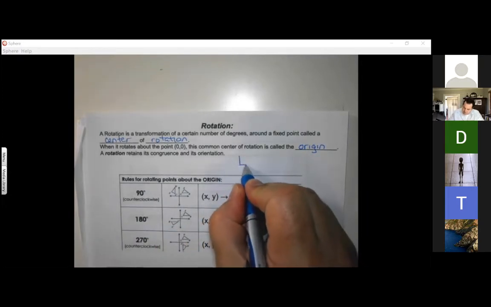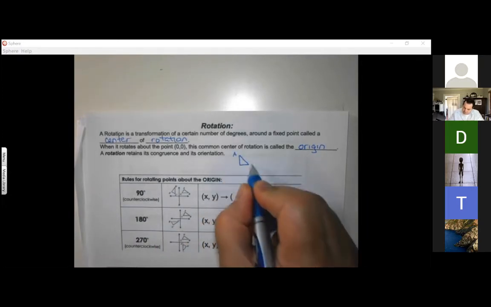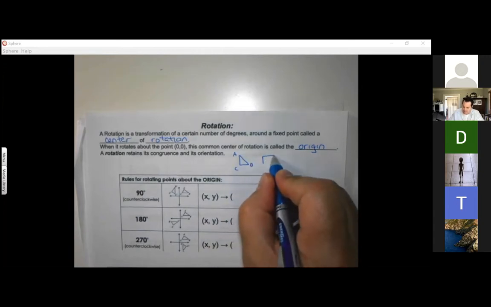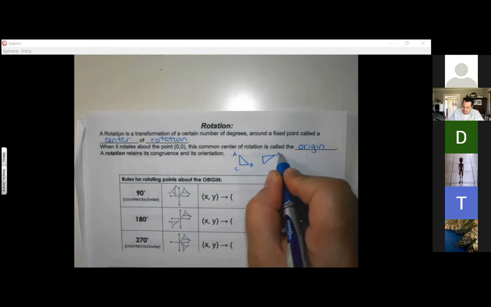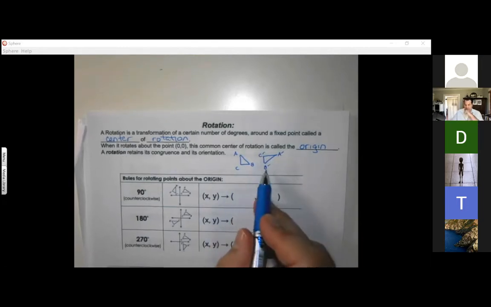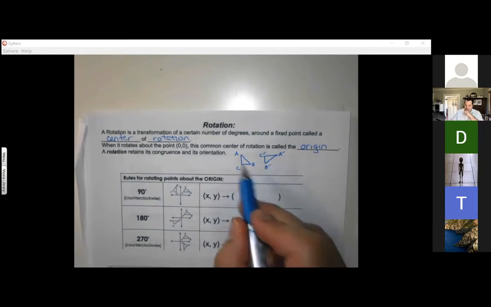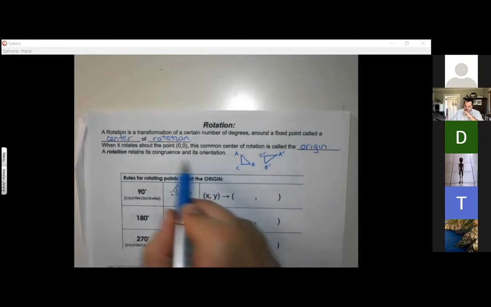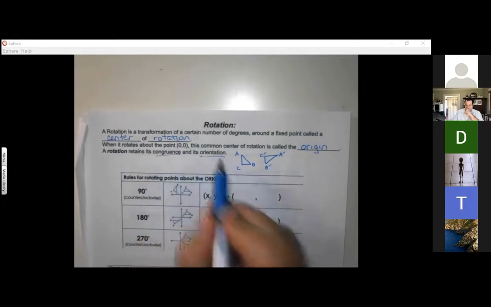So if I were to start with a triangle ABC, and I were to rotate it 90 degrees, so that I'd get A prime, B prime, C prime, what I'd see is it's still oriented in a clockwise read, A, B, then C. So they're the same size, they're congruent, and they have the same orientation.